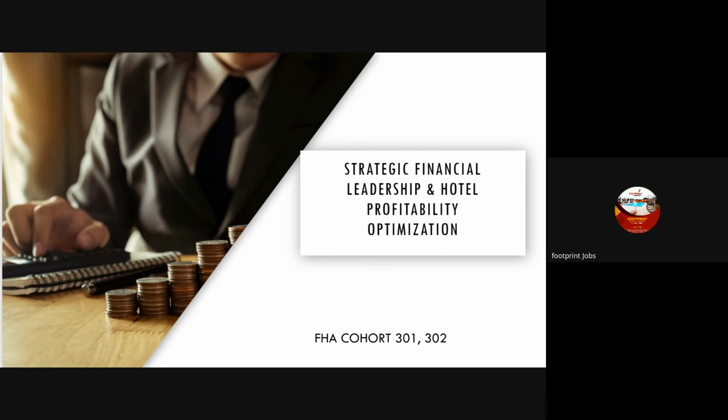So today we are looking at strategic financial leadership and hotel profitability optimization. This is looking at how, as a leader, as a departmental head, you're very conscious about your profitability, and you understand what it means to be a leader that is financially conscious. What that means is that you're very particular about your expenses. You understand your expenses. You understand your points of sale, where you're making money, where you're not making money. You also have a good idea of your products that are making money and the ones that are not making money. And you can interpret your financial statement. This is what this particular training is supposed to do.